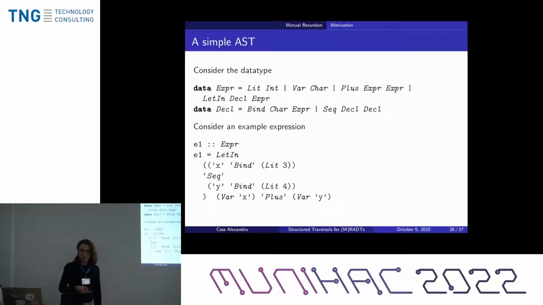So I will quickly look at how this looks in the mutually recursive case. If I have a mutually recursive data type, then I can have expr, which contains declarations, and then a declaration that can again contain an expr, for example, an expression. An example expression might be bind 3 to x, and then just do something with that. This is not really pretty printed.